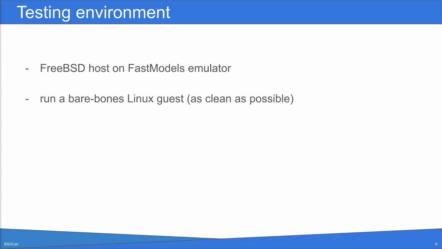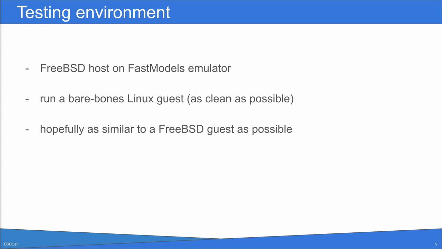Our testing environment used the fast model simulator provided by ARM themselves for the A15 series processor, and that was our FreeBSD host. And we ran a bare bones Linux guest, similar to a bare bones FreeBSD guest that we built using M3. We built this one using buildroot. And its functionality is hopefully similar to the FreeBSD guest.